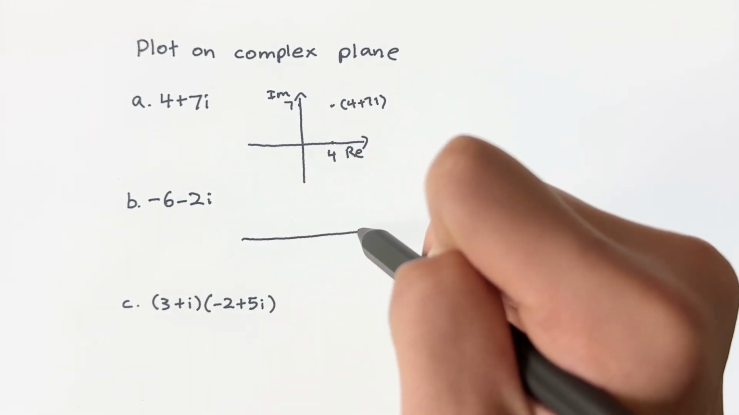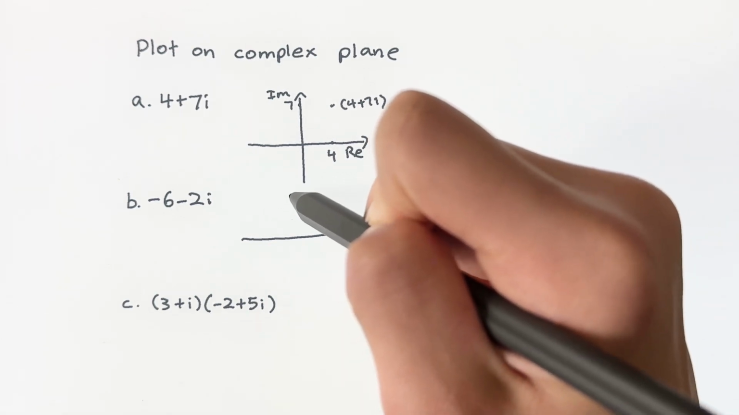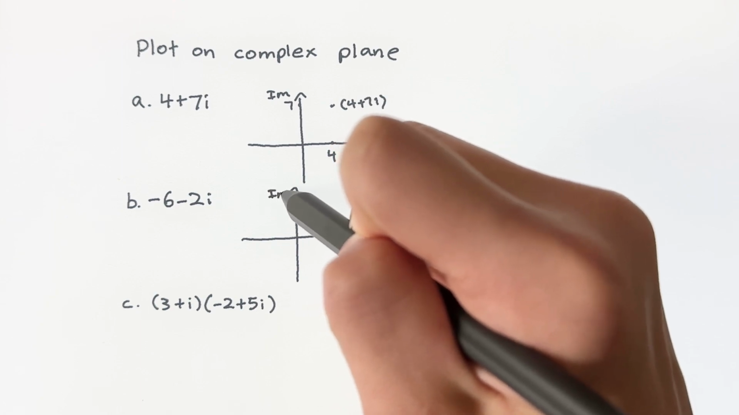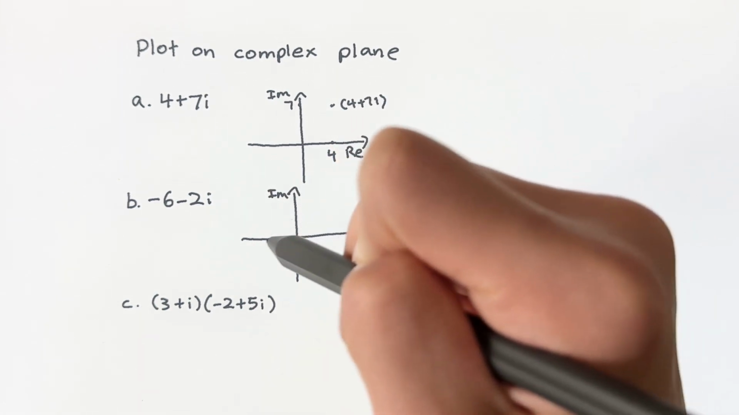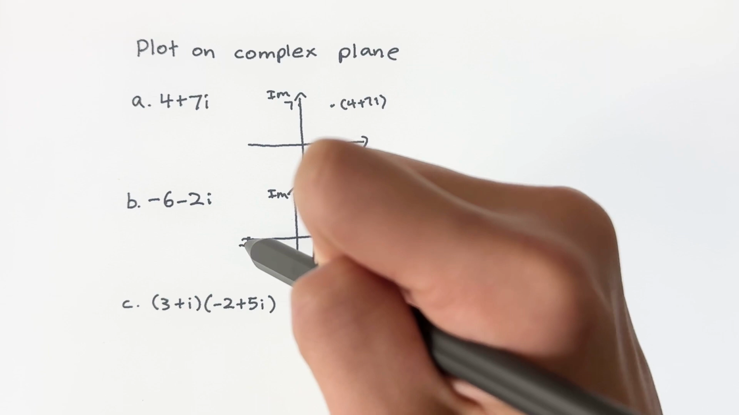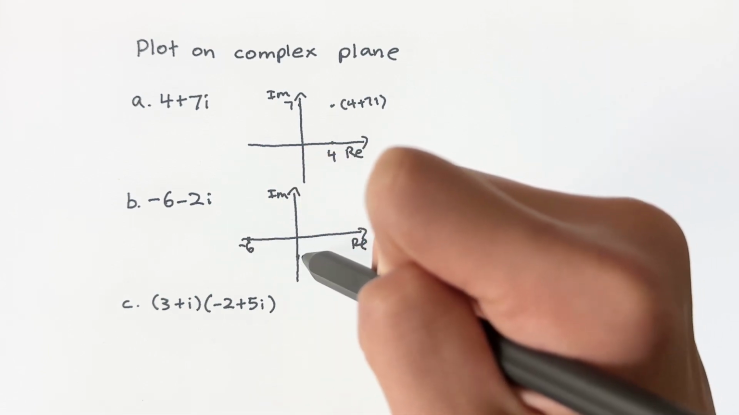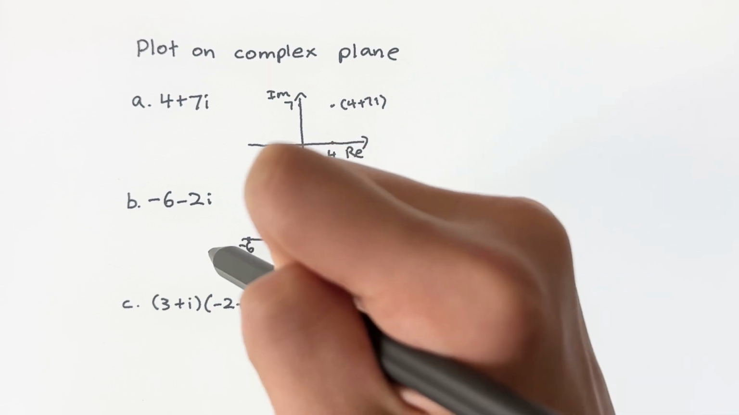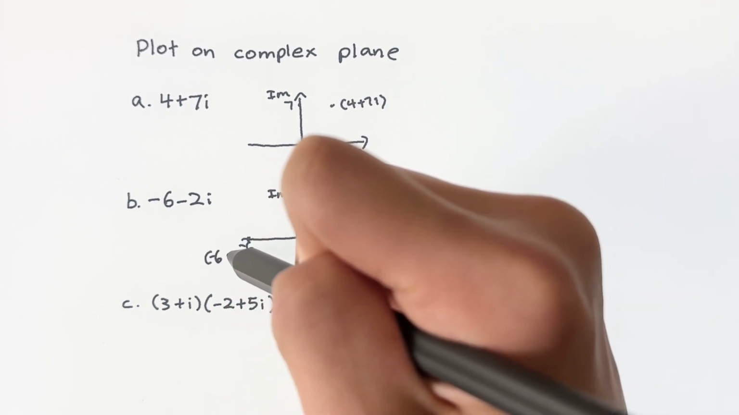Then, for negative 6 minus 2i, we use the same approach. So we can call this point negative 6, and this point negative 2. So then this point will be negative 6 minus 2i.